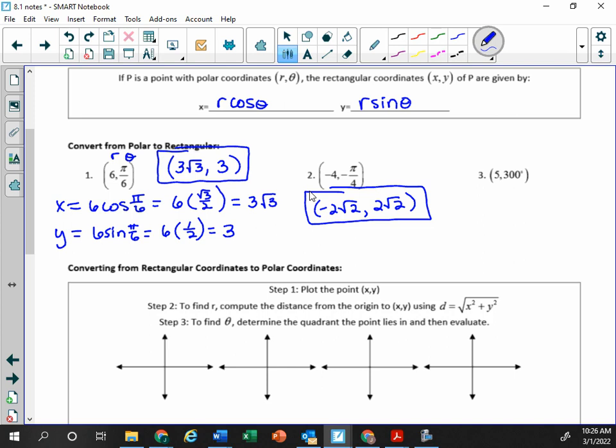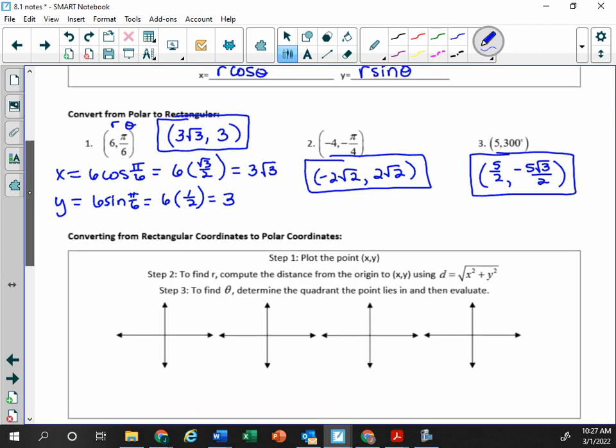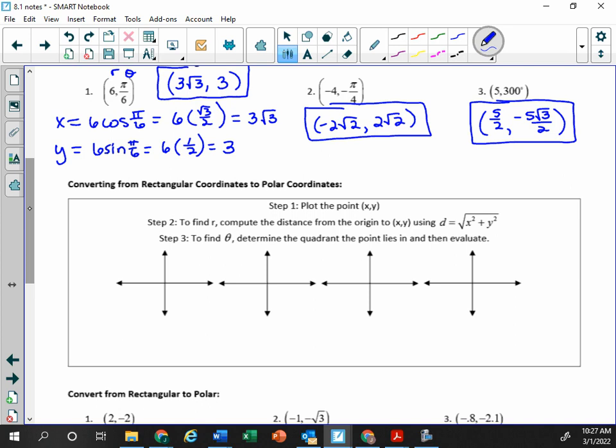Okay, all right. And then number 3, what did we get? Good. Okay, and that is a fourth quadrant answer, and 300 degrees is in the fourth quadrant, so that again makes sense. So we're okay with going from polar to rectangular. Not too bad, right? Plug it into the formula, pretty easy. Well, again, easy if you know your unit circle.